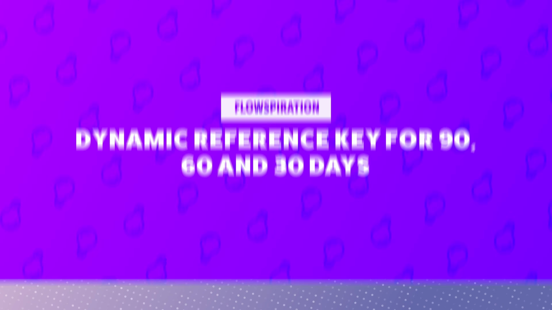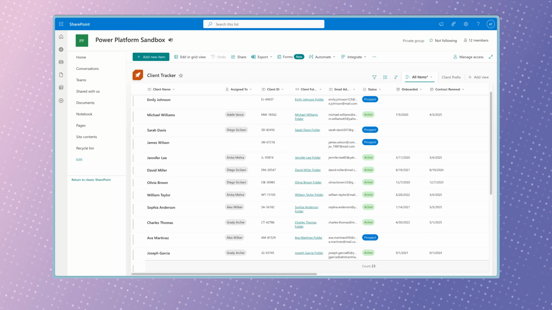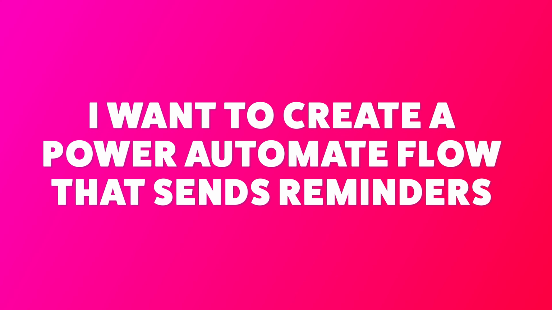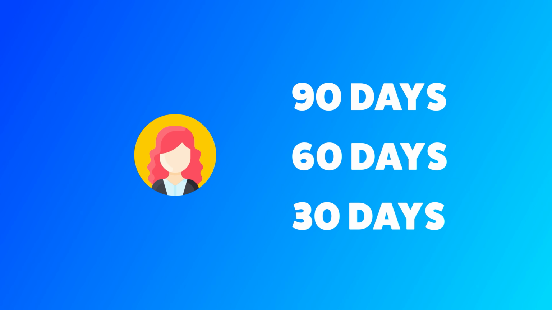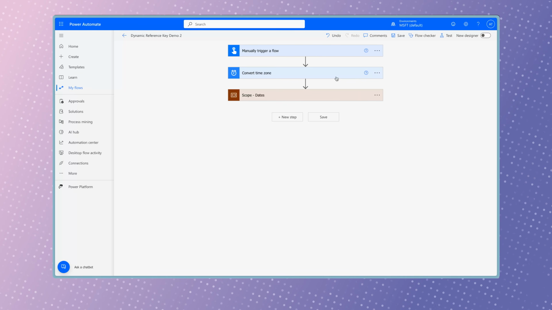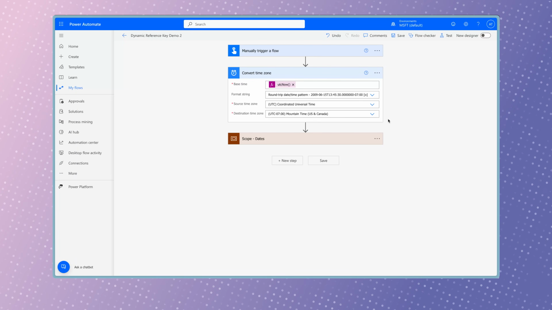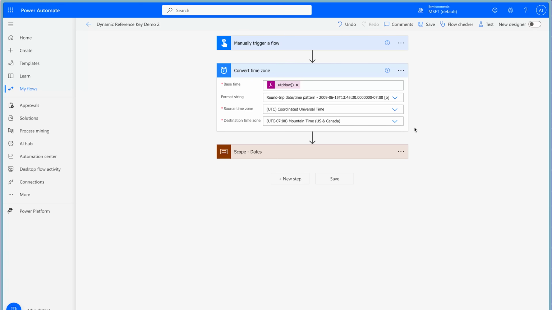I have a SharePoint list of clients, each assigned to an employee. The list includes a contract renewal date column. I want to create a Power Automate flow that sends reminders to the assigned employee 90, 60, and 30 days before the renewal date. In this flow, I'm using the Convert Time Zone action to convert the current date and time from UTC to MST.